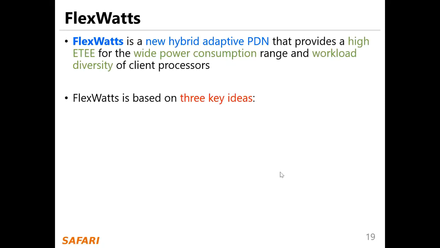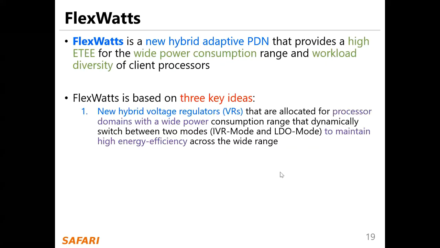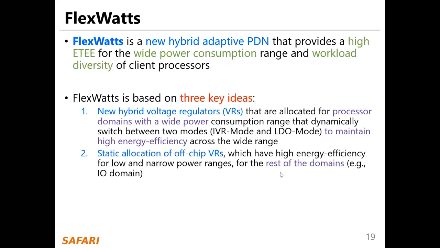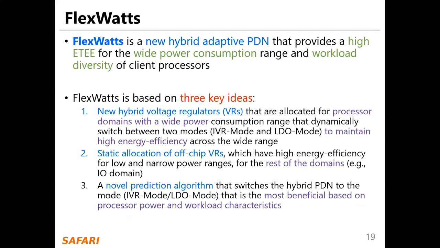FlexWatts is based on three key ideas. First, new hybrid voltage regulators that are allocated for processor domains with wide power consumption range that dynamically switch between two modes, IVR mode and LDO mode, to maintain high energy efficiency across the wide range. Secondly, static allocation of off-chip VRs, which have high energy efficiency for low and narrow power range, for the rest of the domains. And finally, a novel prediction algorithm that switches the hybrid PDN to the mode that is most beneficial based on processor power and workload characteristics.